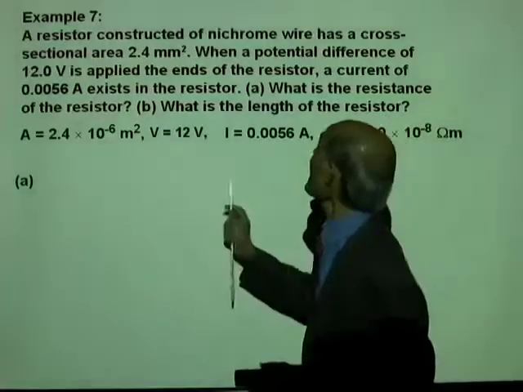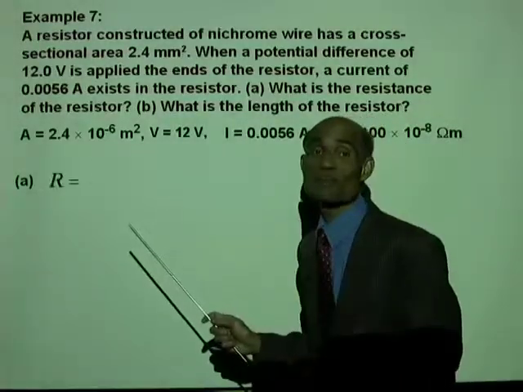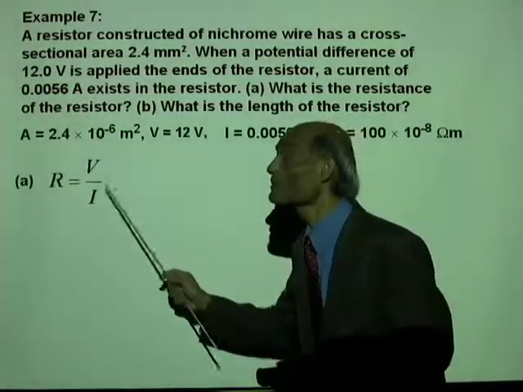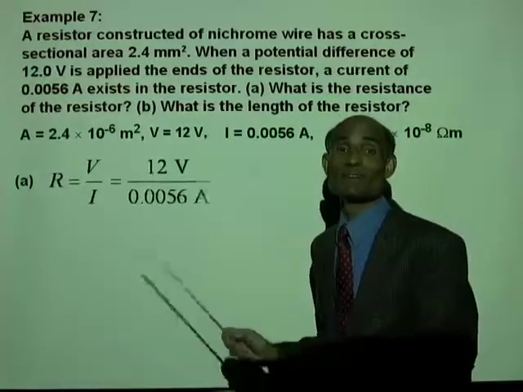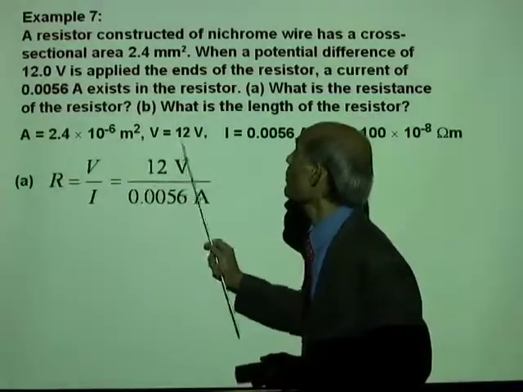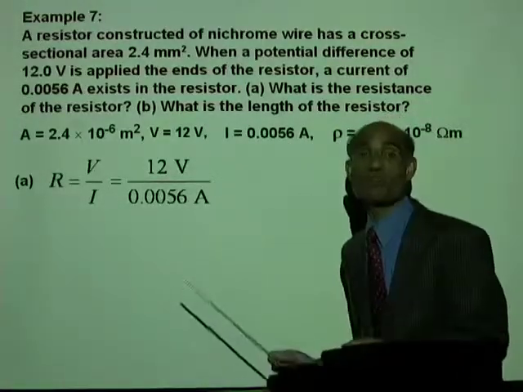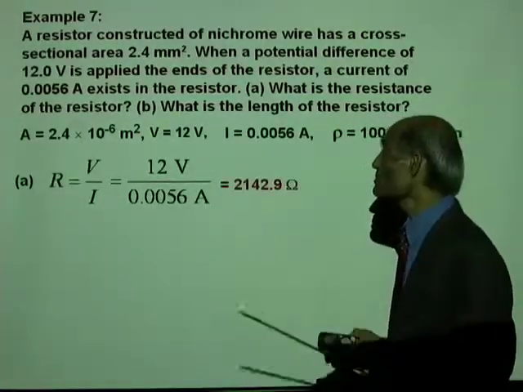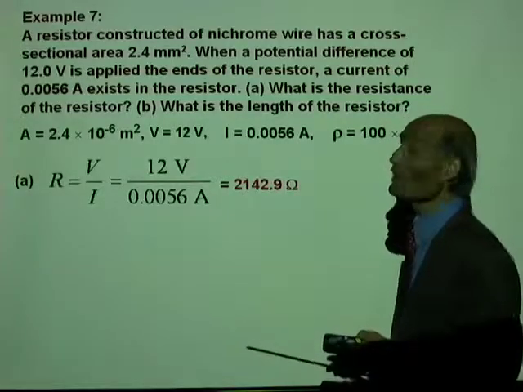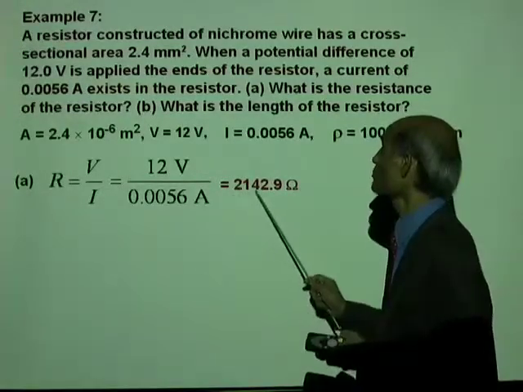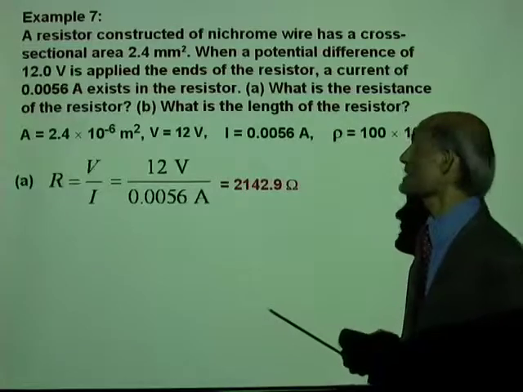Now, in part A, what is the resistance of the conductor? R equal to V over I. V is 12 volt, I is 0.0056 ampere, and that gives the resistance of that resistor as 2142.9 ohm.